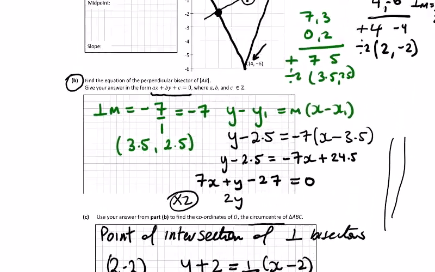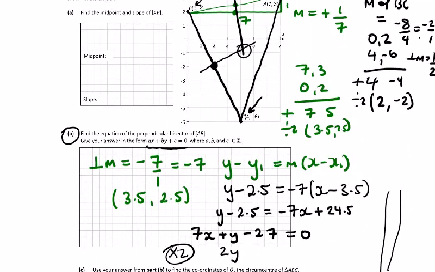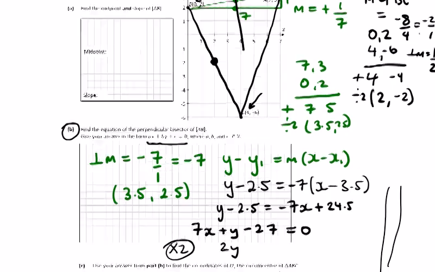Does that match with our diagram? 4, minus 1. Where do we have it? We had it here. Pretty close to 4, minus 1.